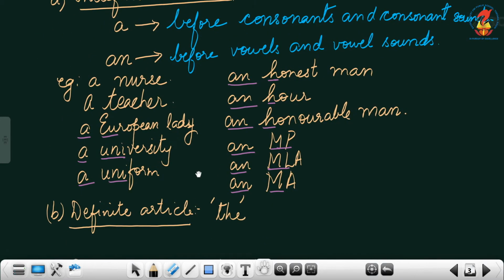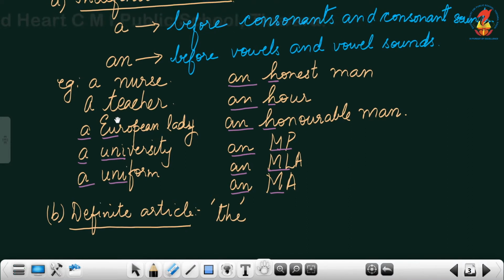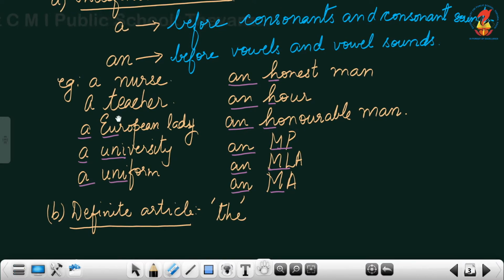Now, for example, here: a nurse. Why did we put a nurse? Because n happens to be a consonant, so as per the article rule we put a nurse. Second one, a teacher. T is a consonant, so as per the article rule we put a teacher.